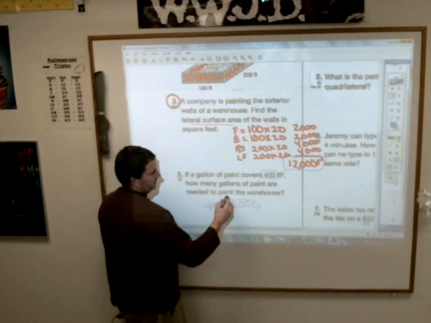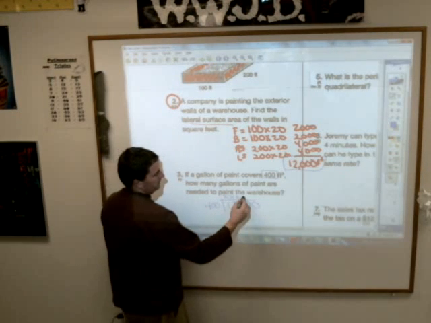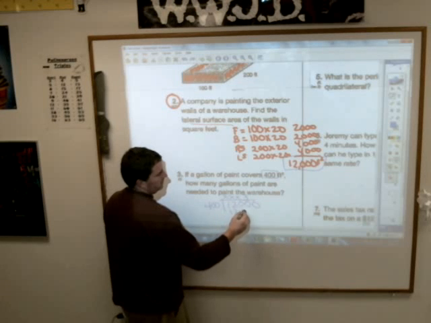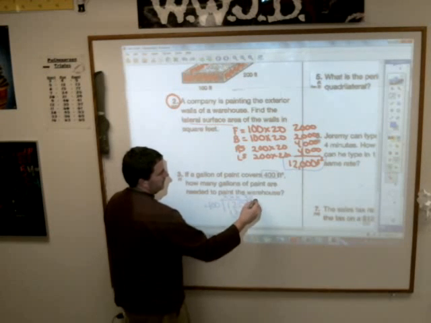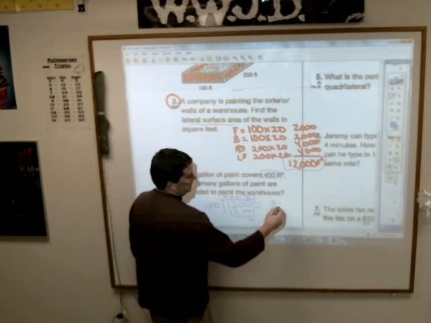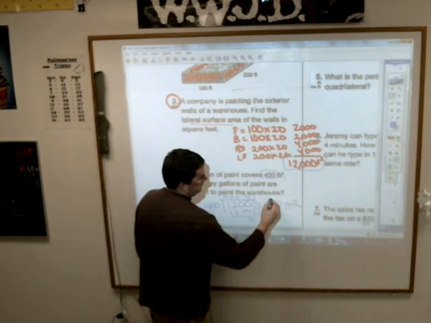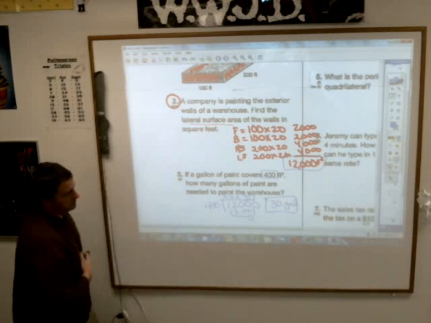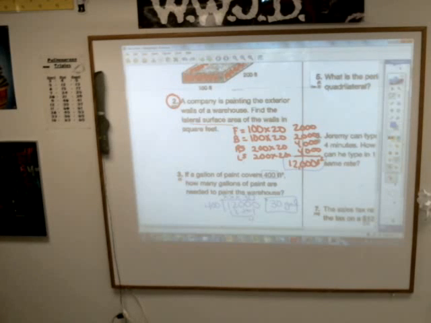Okay, 400 doesn't go into 1, it doesn't go into 12, it doesn't go into 120. It goes into 1,200 3 times, you get 1,200, then you still have to bring down the 0. So you're going to end up with 30 gallons of paint. If every gallon covers 400 feet squared, how many 400s are in 12,000?